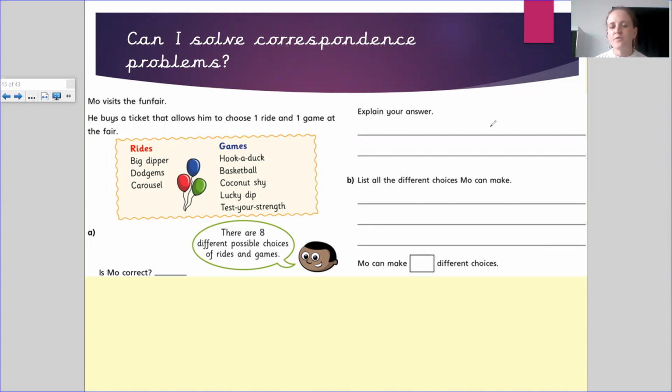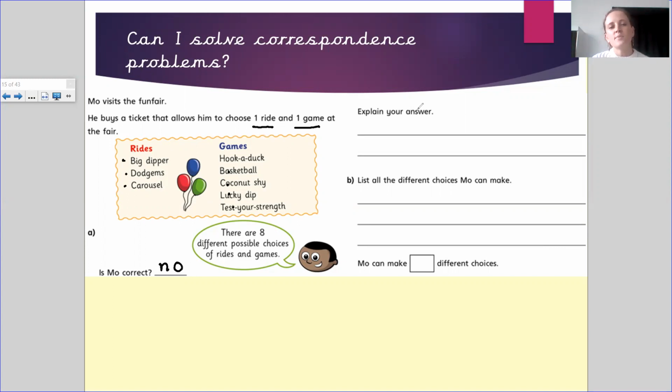Right. So as before, if we look at this, we've got 1, 2, 3 different rides. And he says he thinks that there are 8 possible choices of rides and games. You're allowed to do one ride and one game. So is he correct? 1, 2, 3, 4, 5. There's 5 games and 3 rides, which together would make 8, but that's not what the question is asking us. The question is asking how many different possibilities does he have if he were to do a ride and a game? How many different choices would he make? So he is not correct.